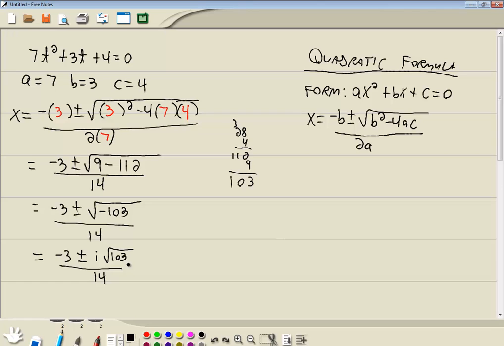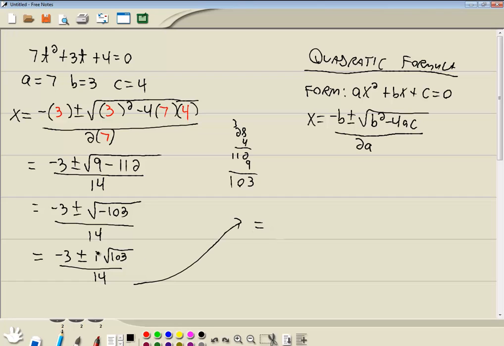103. Not divisible by 2, 3, 4, 5. Not by 6. Not by 7. No, not by 7. 9, no. I think it's prime.